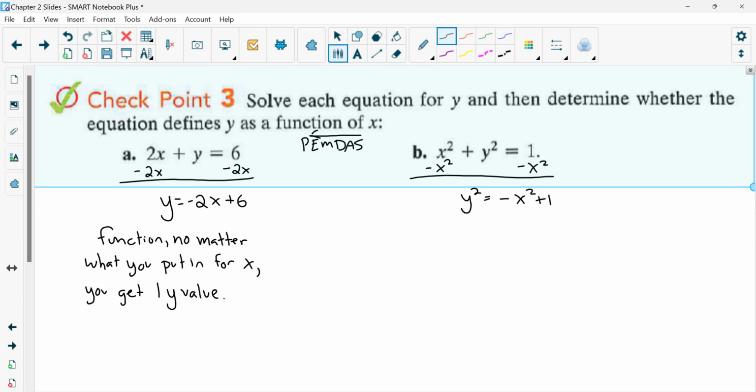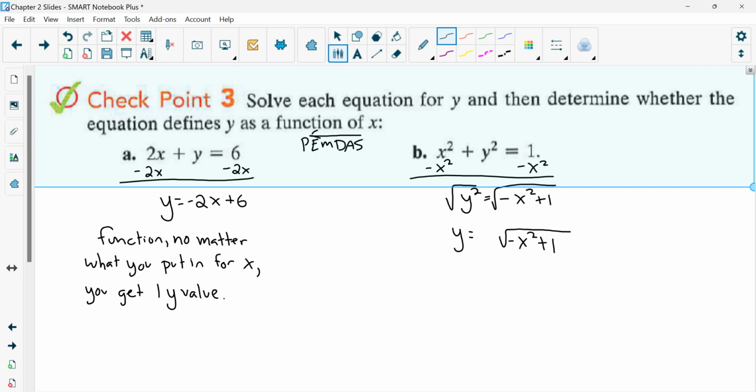The y is still not by itself yet. It's close. So what do we have to do to get rid of the square? You got to square root both sides. Yep. So the square and the square root cancel here. Since this is two separate terms, I can't simplify this. I have to leave it as the square root of negative x squared plus 1.